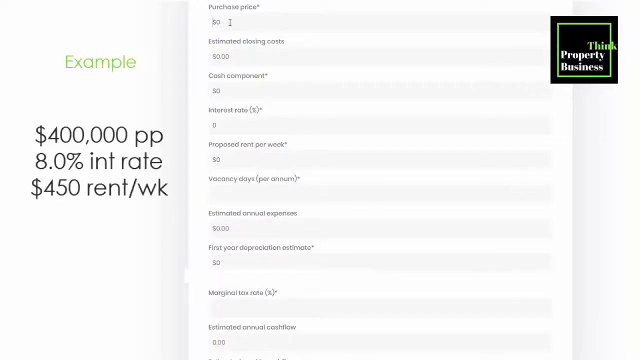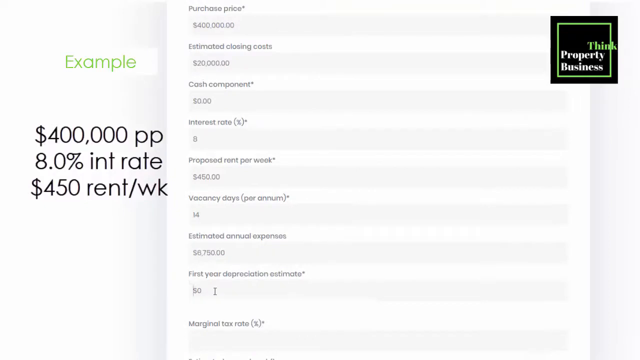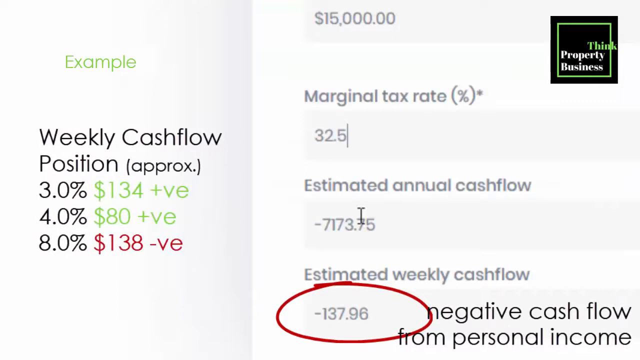All right, so let's play around with the interest rate. Let's take it right up to 8%. So again, $400,000 purchase, $450 per week rent, but an increase of the interest rate to 8%. And we will then see what effect that has on the net cash flow position of the property. So we'll come to that now. So effectively, that has reduced the cash flow position down to approximately $138 out of pocket a week, or a negative cash flow position of $138 per week. So that figure, or that shortfall, will need to be funded from our personal income.